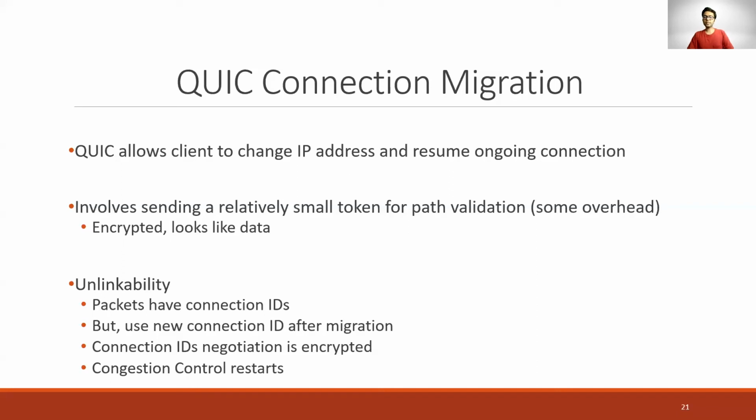QUIC also requires that congestion control be reset in the event of a migration. This is important because an adversary cannot use the congestion control window to track a client across migrations, but this might have an impact on performance.